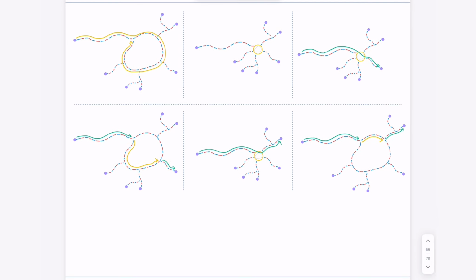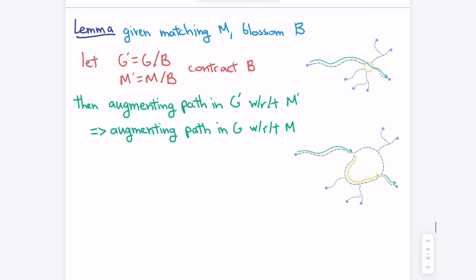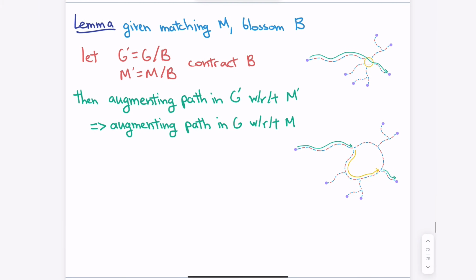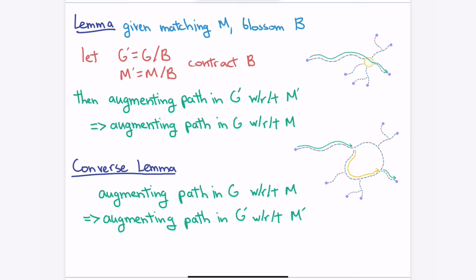When we find a blossom, this thing that's really painful, this thing that breaks our mind, we just shrink it. We can look for augmenting paths in the shrunken graph and recover augmenting paths in the original one. And you can do this iteratively: you shrink, you find another blossom, you shrink again, and again. In the interest of time, I won't go too slowly, but you want to prove two things.